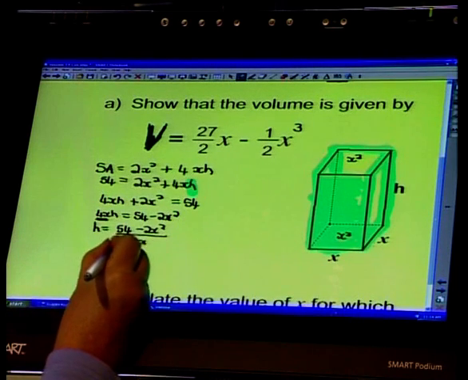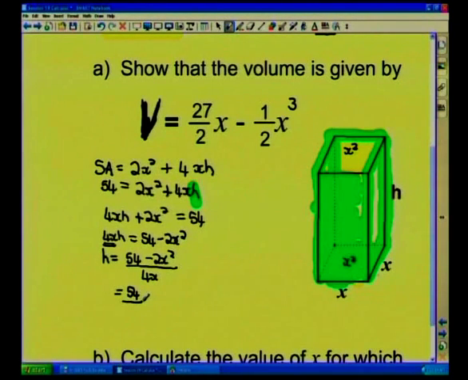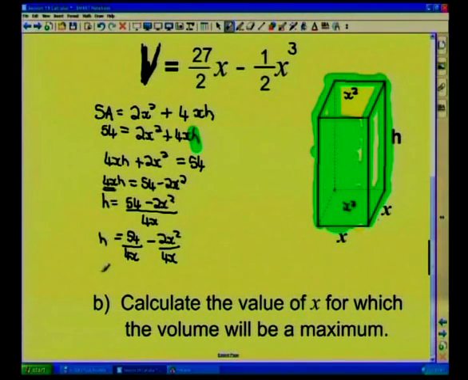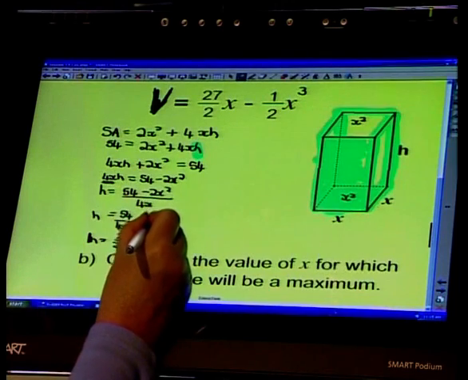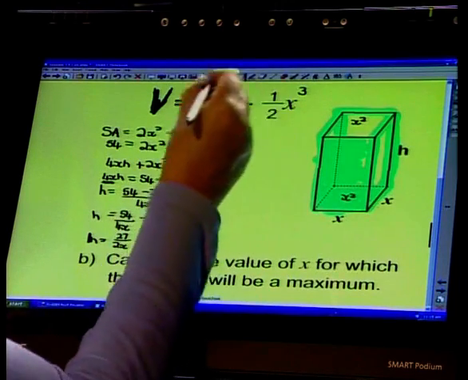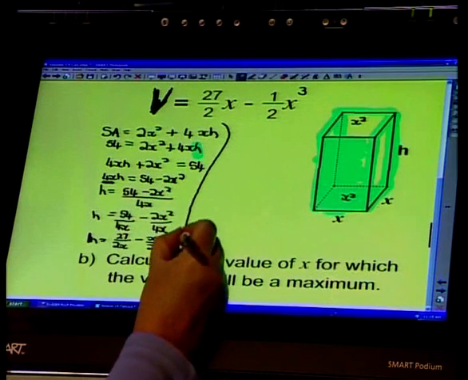Right, if we want to make that a bit tidier, we can go 54 over 4x minus 2x squared over 4x. And to tidy it up a little bit more, just so we can see more clearly what we're looking at, we can say h would equal, well, if I'm going to take this one, I'm going to say 2 will go into both of those, so it's going to be 27 over 2x. And over here, I'm going to get x over 2, because you can see that x will take one of those, 2 will go into there once and into there twice. Now, you can see some hope of us getting there if you look at that thing there. Now, volume. What do we know about volume?